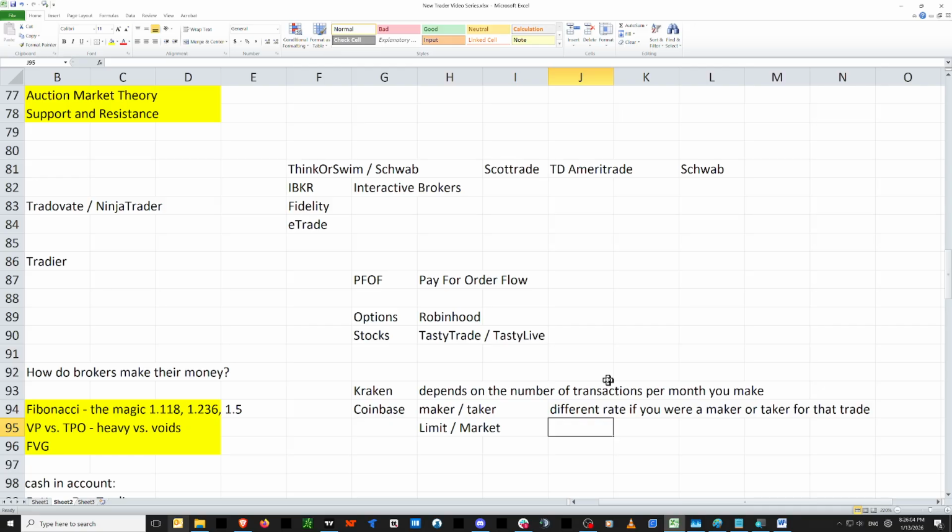Bear in mind that Kraken, Coinbase, and all these other places, their rates are completely different. There's no standardization necessarily. Just because Kraken may charge you 6 cents a transaction does not mean that Coinbase is going to charge the same. Coinbase may charge you more. They may charge you less. Each crypto dealer is different.